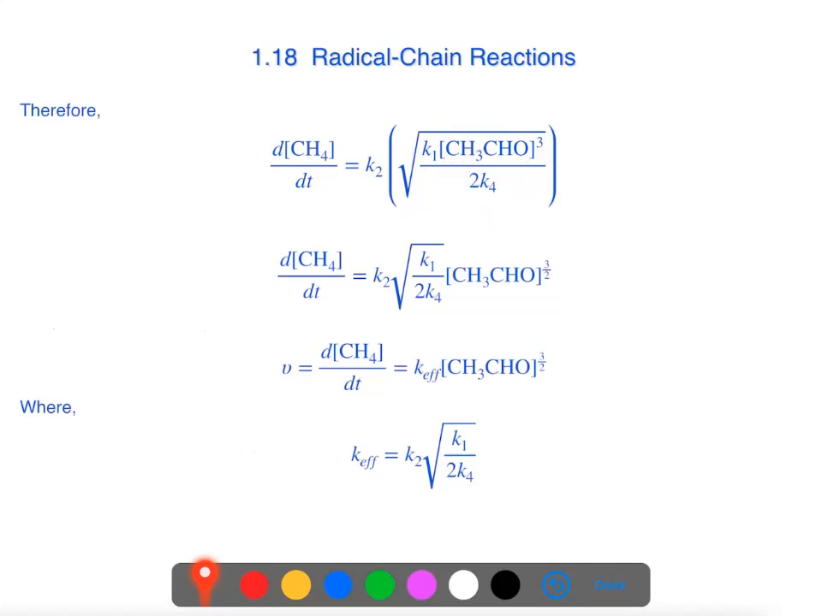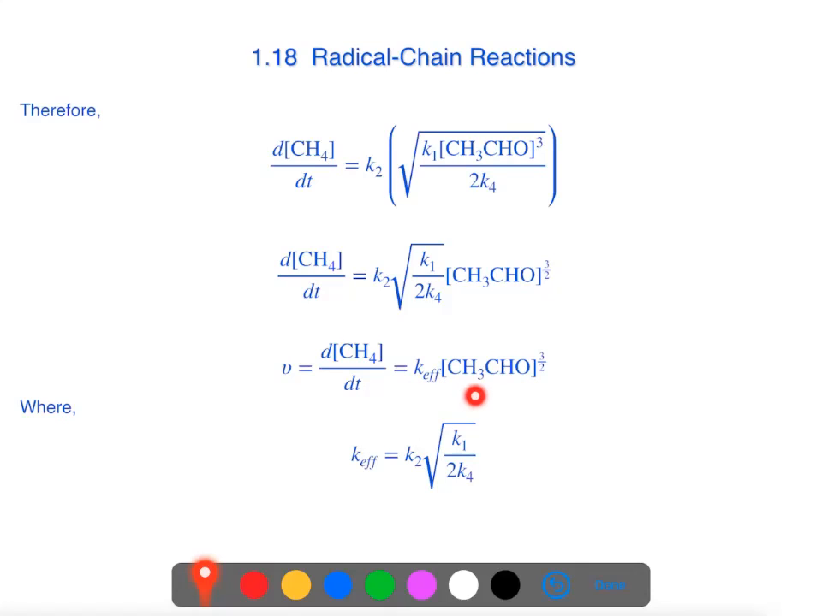Now let's take these rate constants out to the front so as to form a composite, an effective rate constant, and we're left with K2 square root K1 over 2K4. And the square root of ethanol to the cube is simply ethanol to the 3/2. And so the overall rate of the reaction, or specifically what we were asked to solve for, the rate of formation of methane, is equal to K effective multiplied by the concentration of ethanol to the 3/2, where K effective is equal to this composite of rate constants.